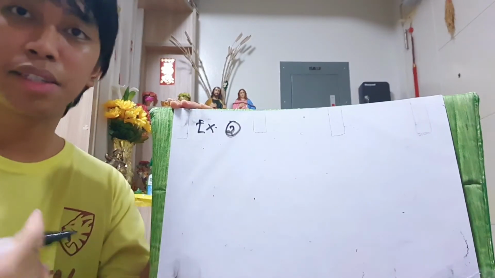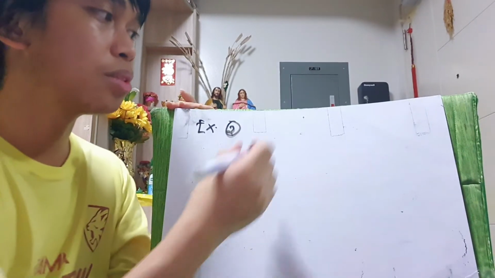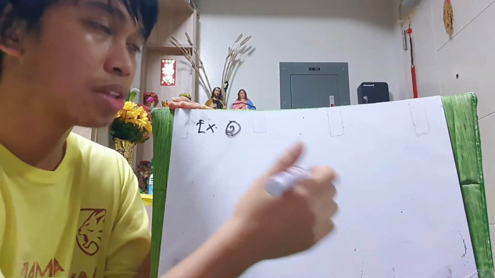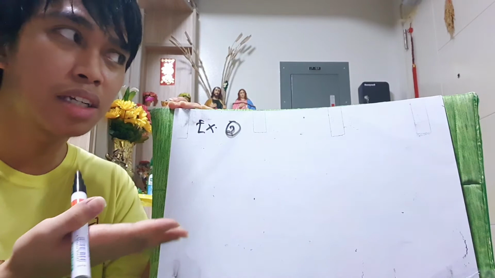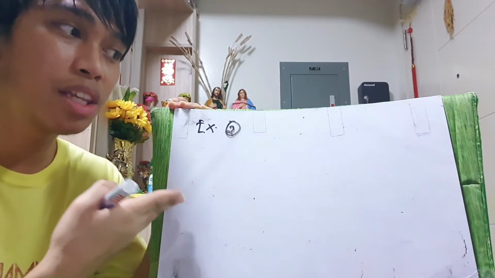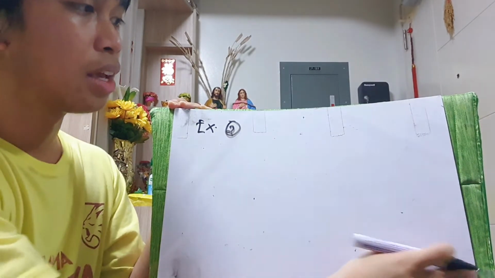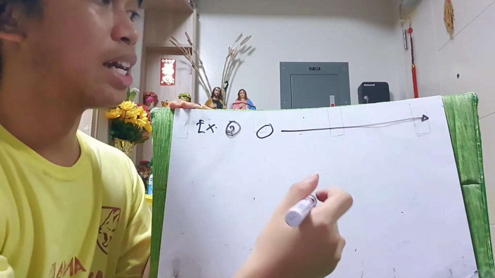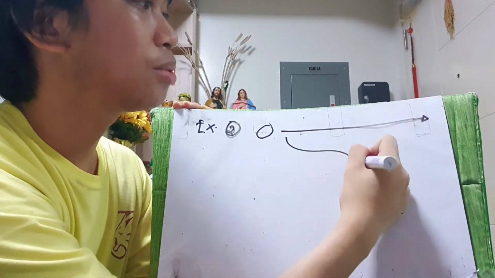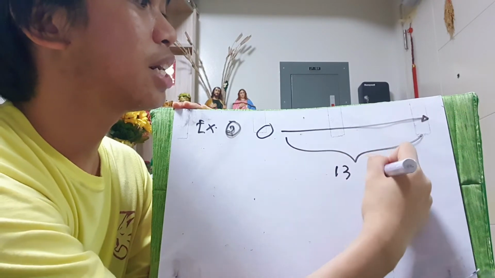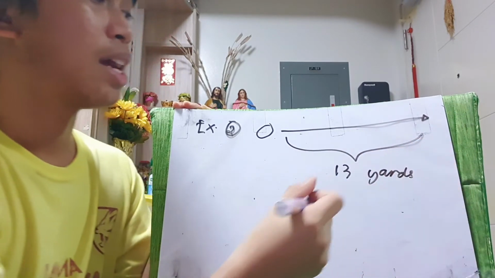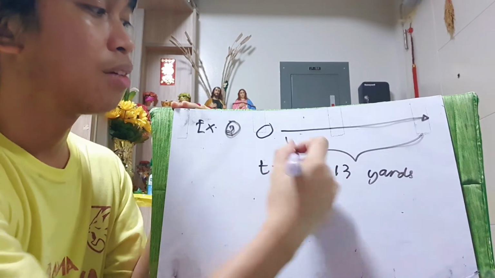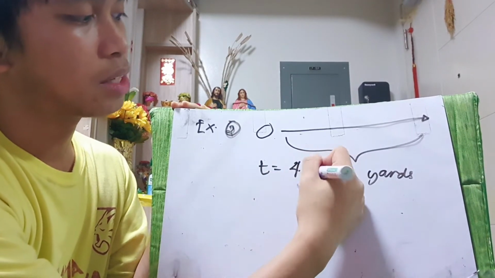Okay, so what is the speed of a stone being thrown away in a horizontal motion? When we say horizontal motion, that is a single motion, a linear motion. So this is the stone being thrown away at a distance equivalent to 13 yards, at time t equivalent to 4 seconds.